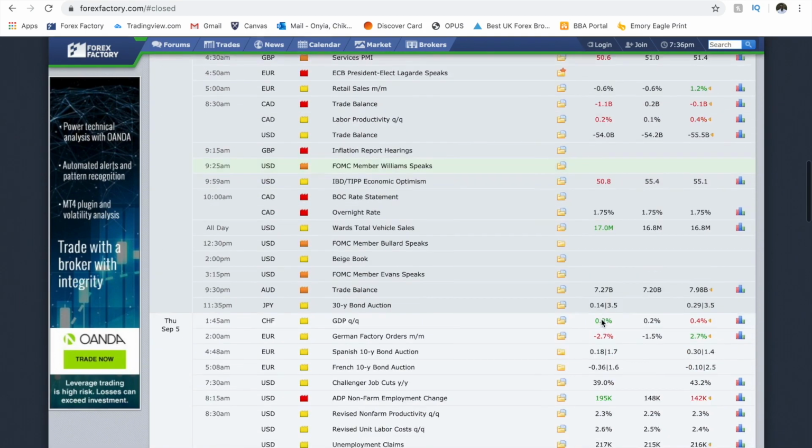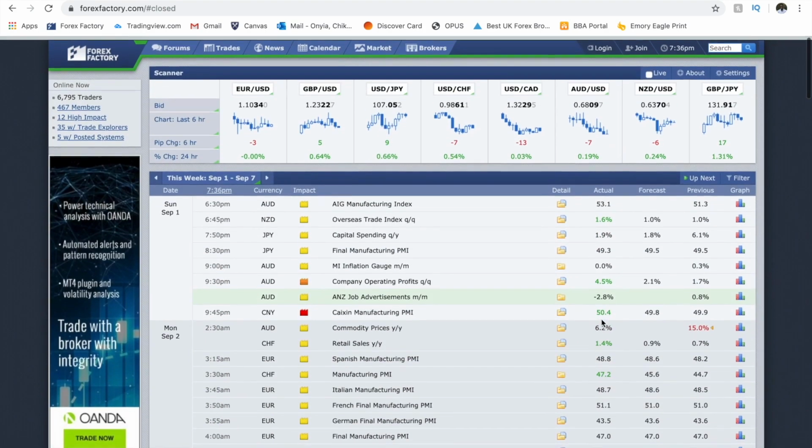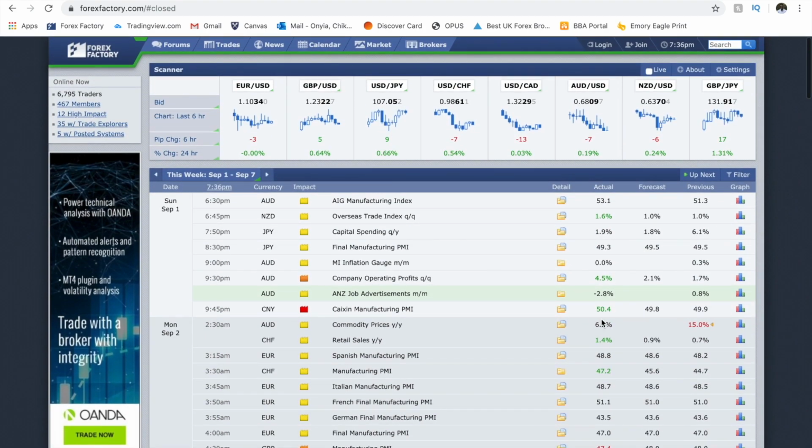This is just a quick introduction to Forex Factory. When we get into scalping, we're going to start using this in real time, and I'll show you exactly why this is very, very important.